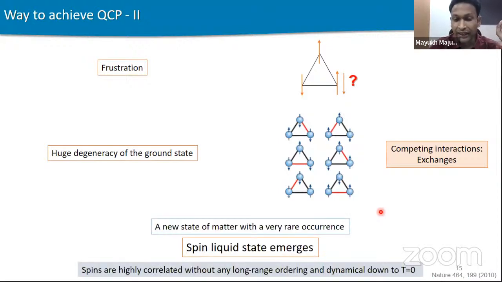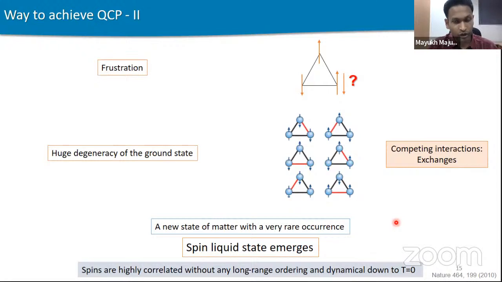And this kind of state has been coined as spin liquid type of states. These are exotic states of matter where huge correlations are there between the spins, but the spins are unable to arrange in a particular regular manner, even down to T = 0.